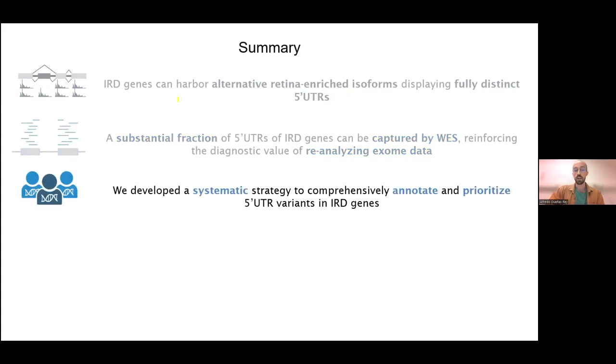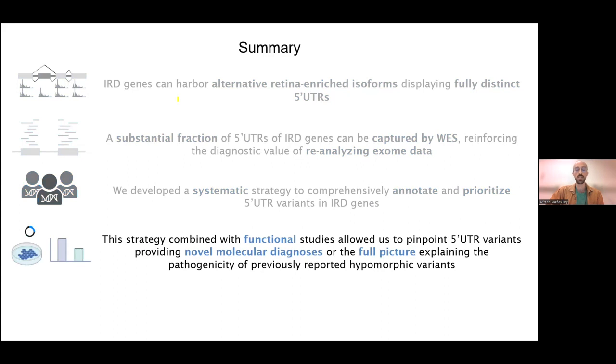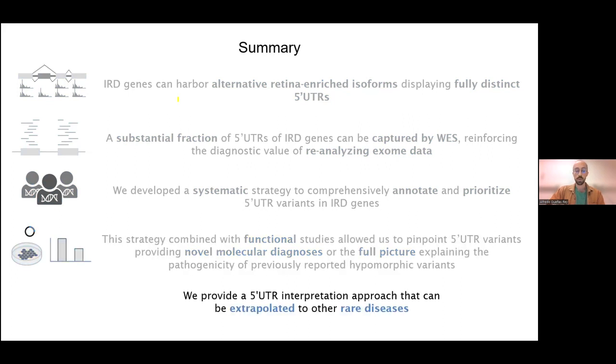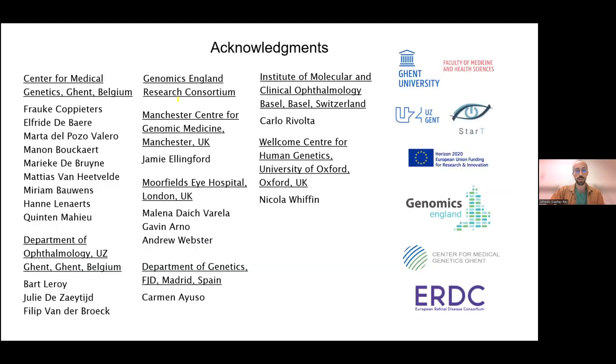As discussed, we developed a systematic strategy to annotate and prioritize these types of variants, and combined with functional studies, we could provide novel molecular diagnoses and also explain the full picture of the pathogenicity of previously reported hypomorphic alleles. And most importantly, here we provide a 5' UTR interpretation approach that can be easily extrapolated to other rare inherited conditions.